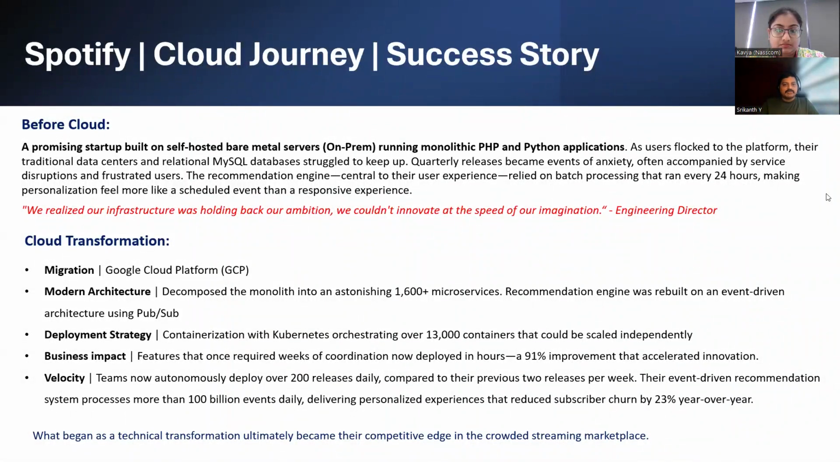And what happened? Business impact, this is where it comes in. However much you invest, it has to be converted back into business impact and value. What happened thereafter is that features that once required weeks of coordination to deploy now got deployed in hours. That converted into a 91% improvement that accelerated their innovation.